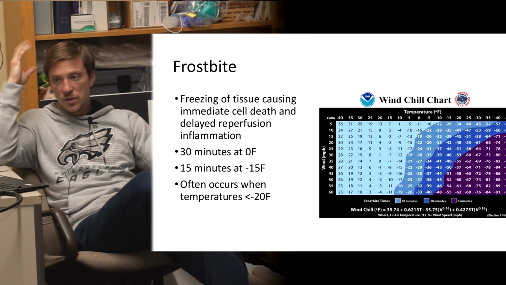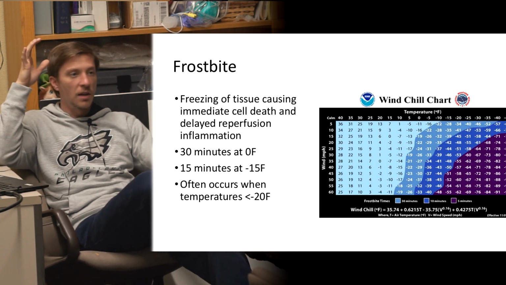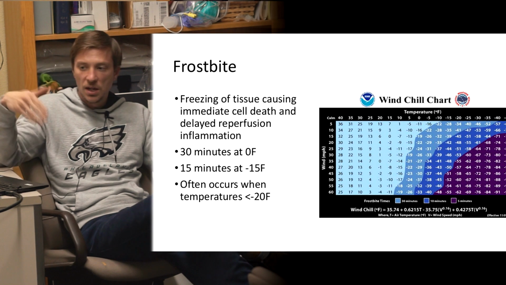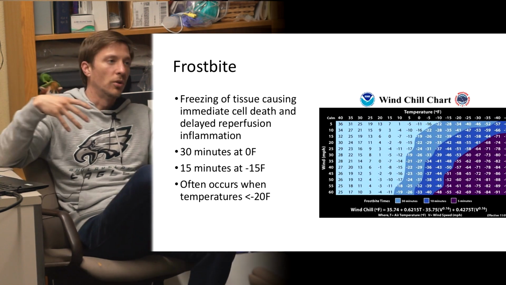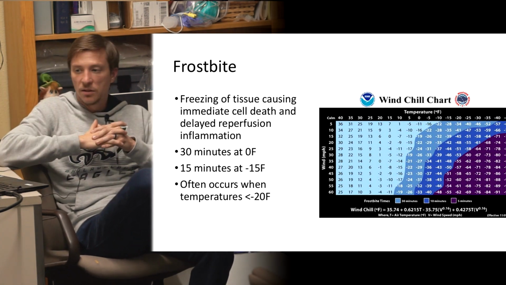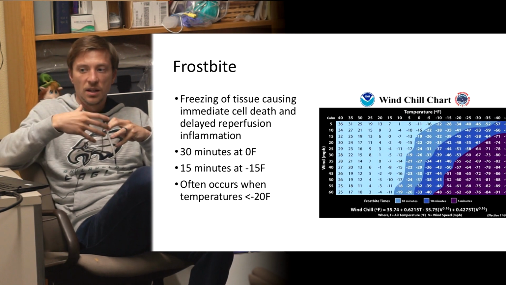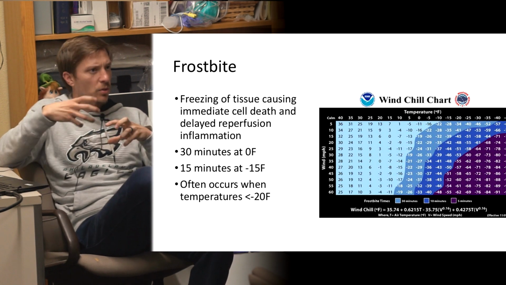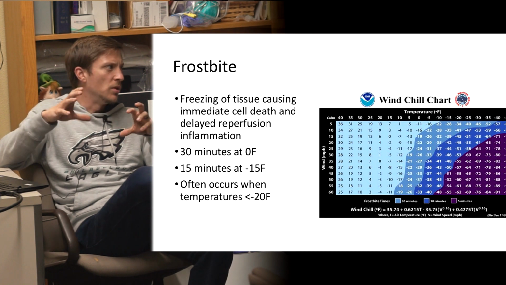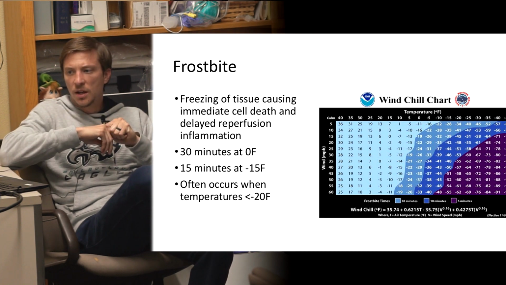Frostbite is the freezing of the tissue, and you can have two injuries with it. One is the immediate cell death that occurs when the skin and the tissue freezes, and then you have a delayed inflammatory response when you have reperfusion, or when you start to rewarm the tissue again.